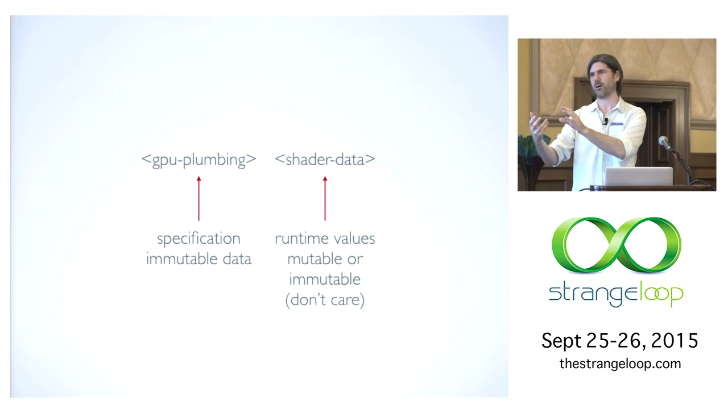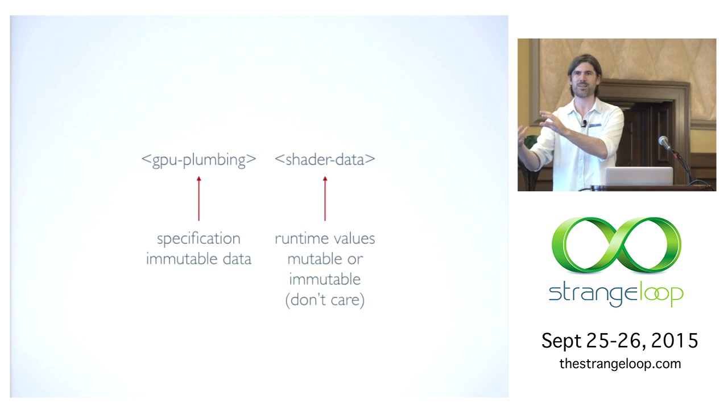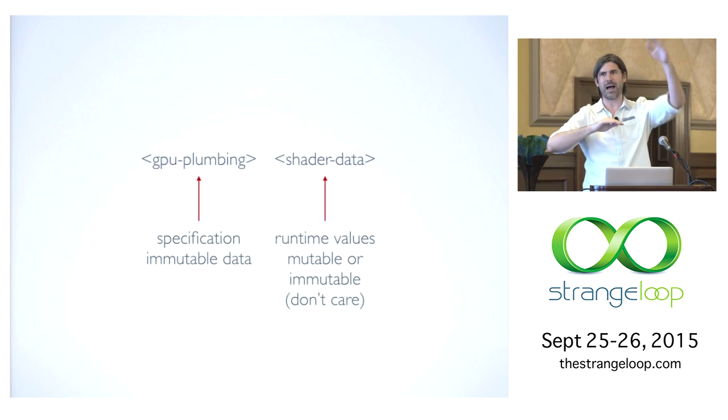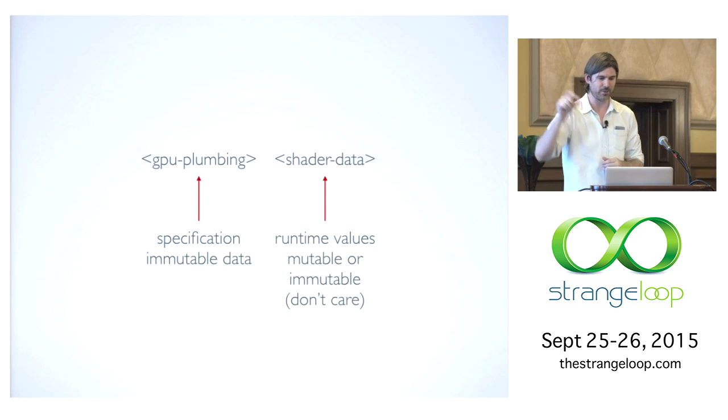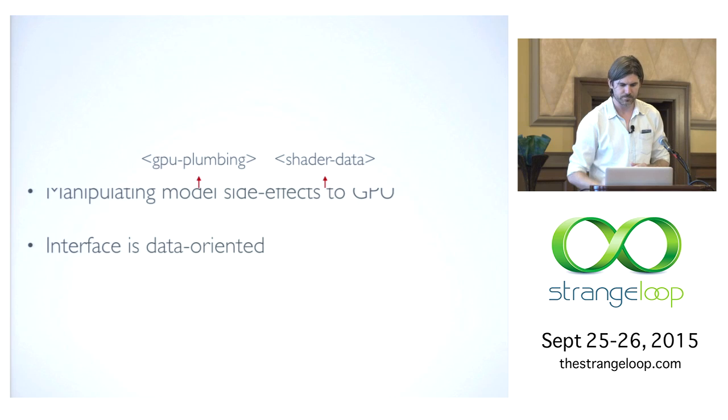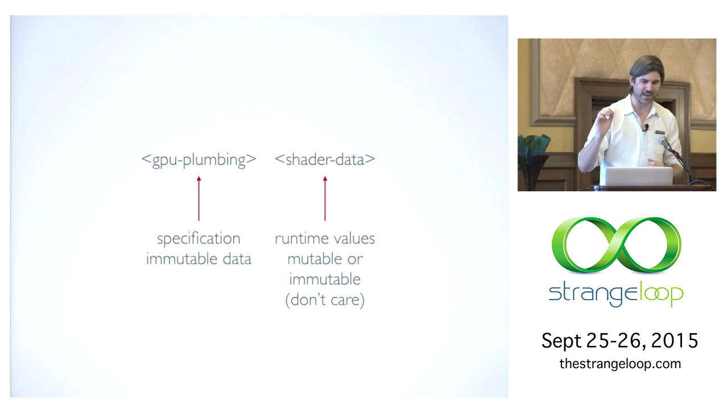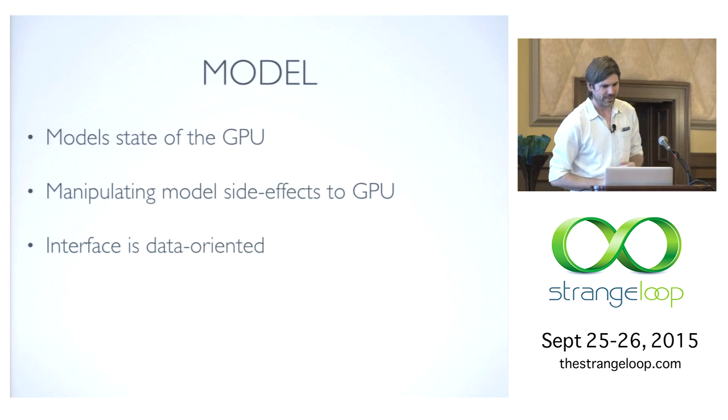And then you have data that's flowing through them, which is sort of the runtime data for the shader. So we can call out to these different configurations without them stepping on each other while passing the different runtime values into the shader program. But we still need a way to execute this GPU plumbing. And that's where the model comes in.